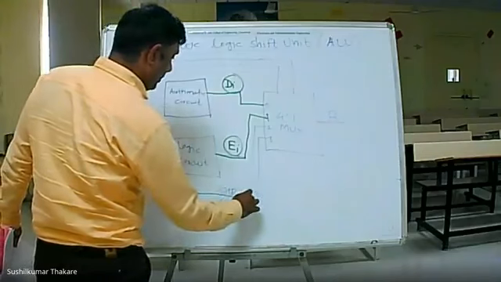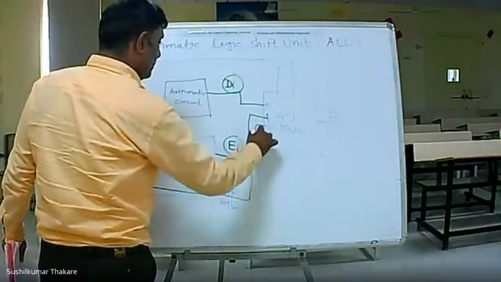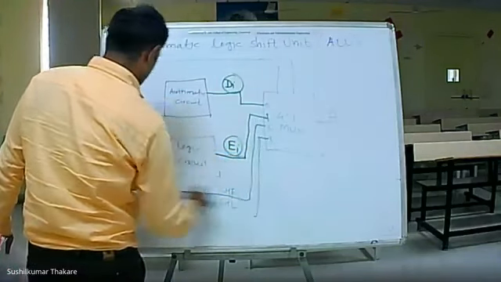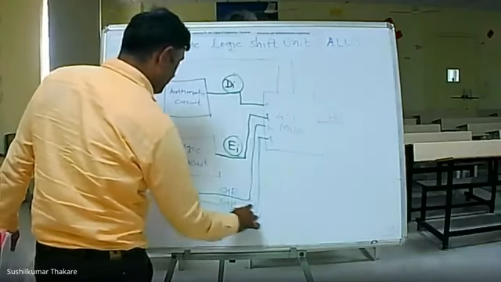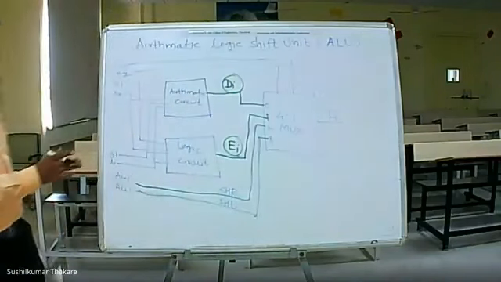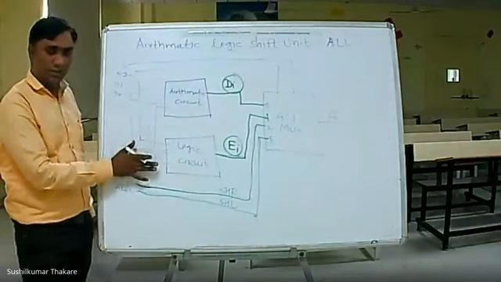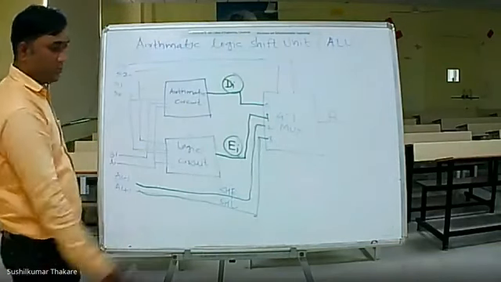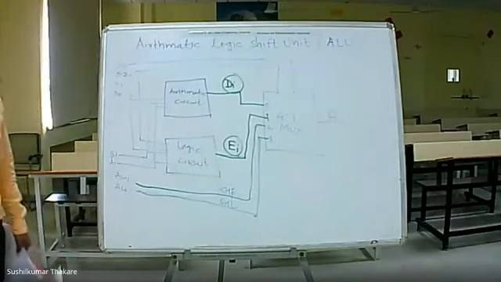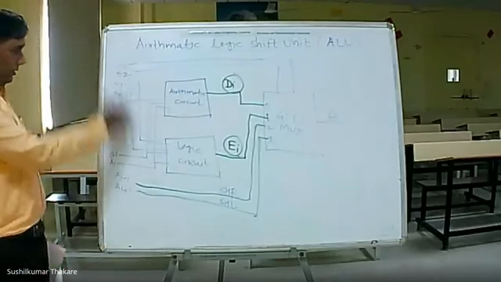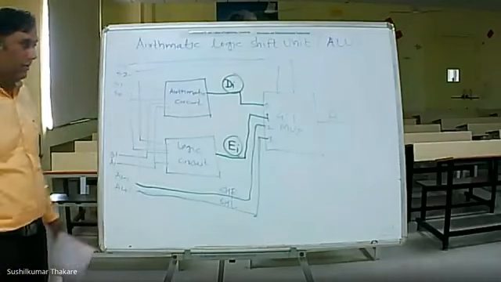So it is a combinational circuit, the ALU: a combination of arithmetic circuits and arithmetic operations, logical circuits and logical operations, and shift operations. That's why it is called a combinational circuit, or ALU. The different inputs as well as the select lines are connected.